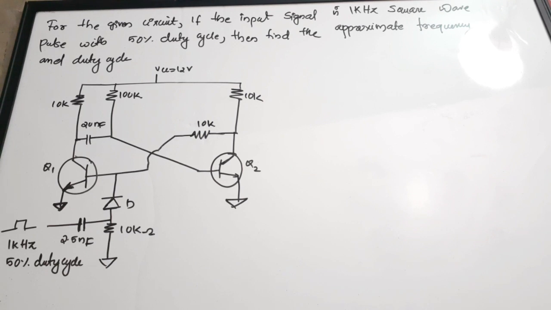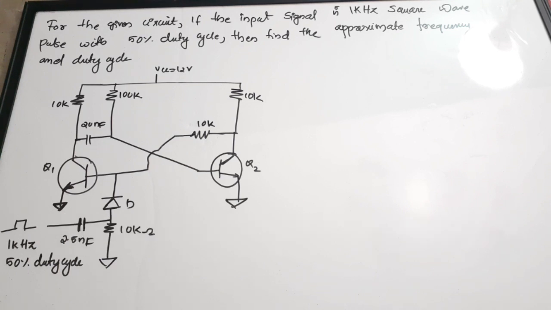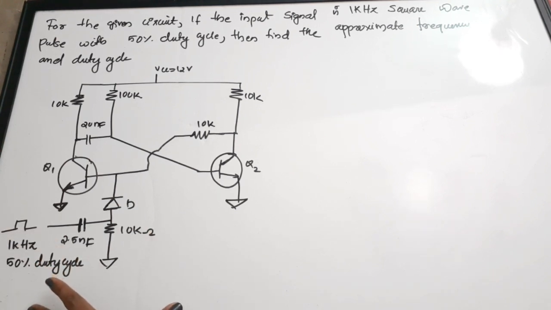For the given circuit, if the input signal is a 1 kilohertz square wave pulse with 50% duty cycle, then find the approximate frequency and duty cycle. Before answering this question, first you should figure out what this given circuit is. If you have seen my previous video, you should have understood that this is a monostable multivibrator.